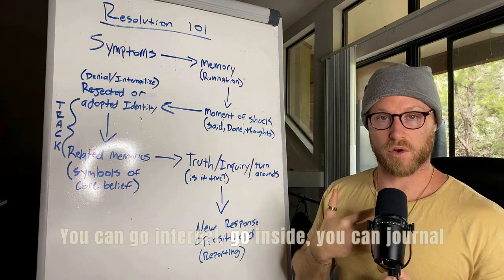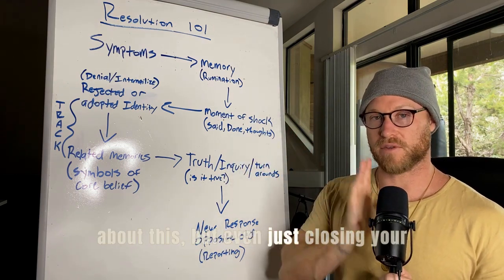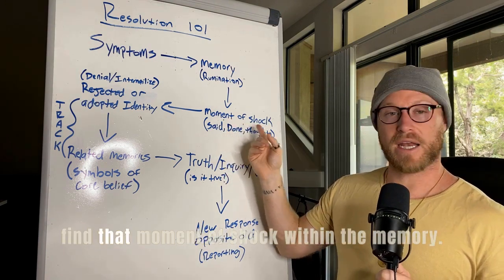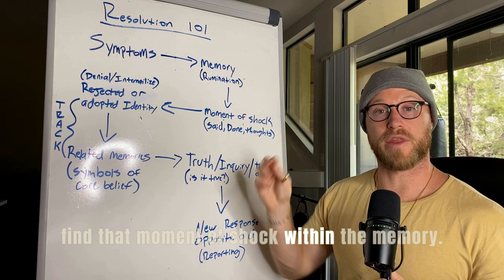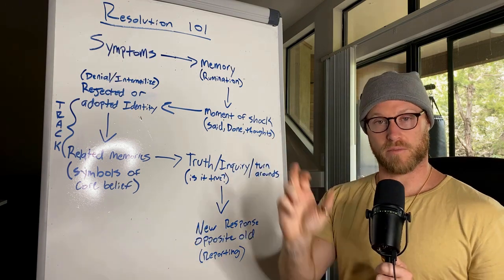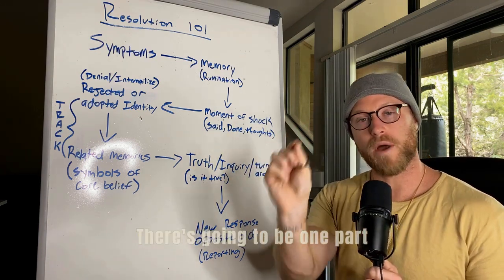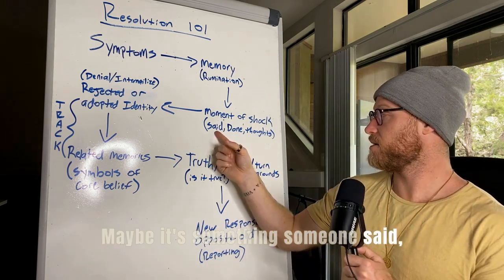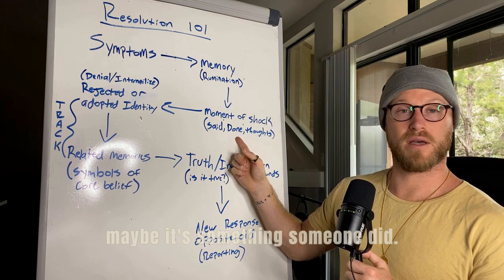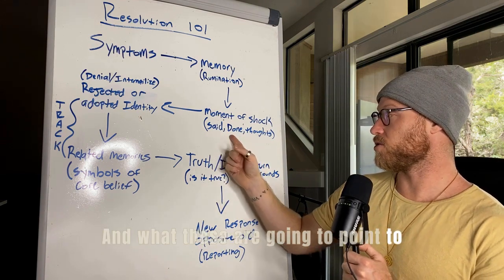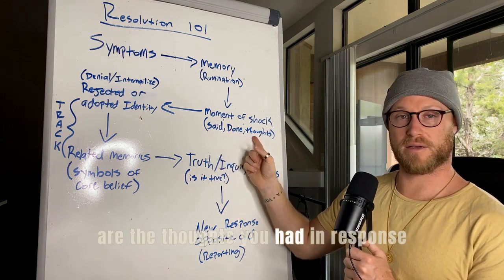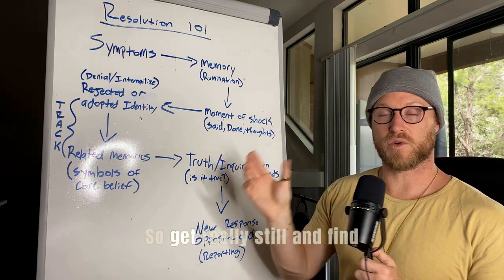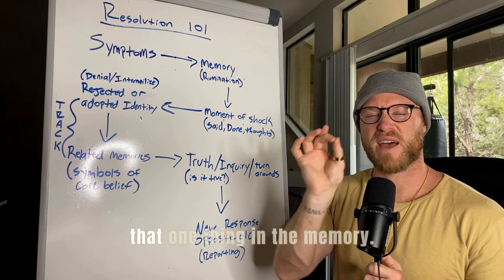You can go internal, go inside. You can journal about this, but even just closing your eyes and going inside, and getting connected, find that moment of shock within the memory. Yes, the whole memory, there's going to be one part of the memory that's most shocking. Maybe it's something someone said, maybe it's something someone did, and what these are going to point to are the thoughts you had in response to what was said and done. So get really still and find that one thing in the memory.